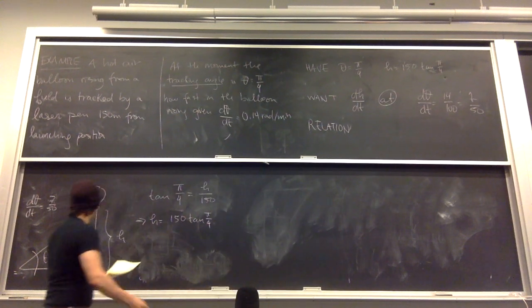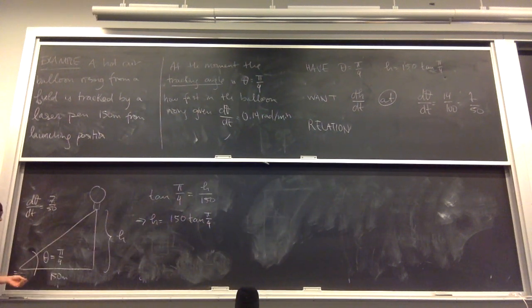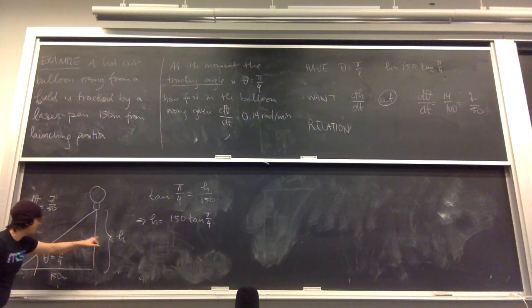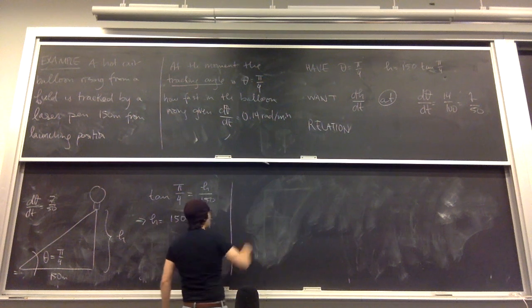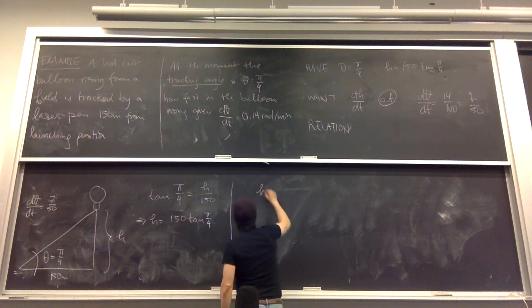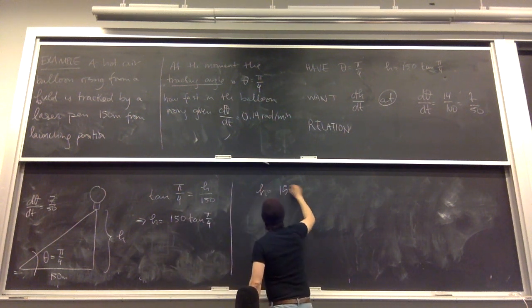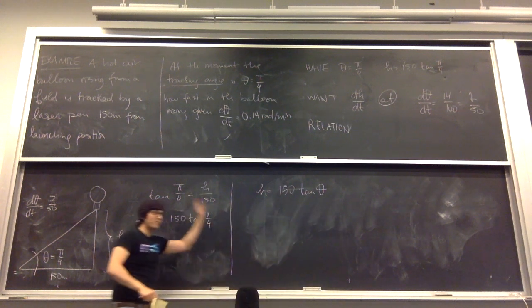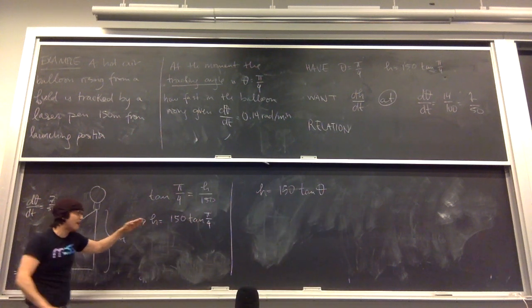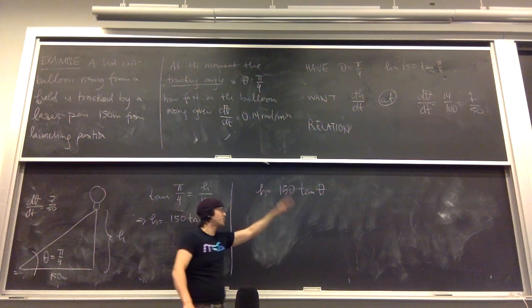Okay, but generally speaking then, how do I relate? So I want dH/dt. What is the relationship between h and d theta/dt? Tan, right? It's the same thing. So I know that at any given point in time, the height is going to be 150 tan theta. We did it here for one particular angle, but generally speaking, this is always true.